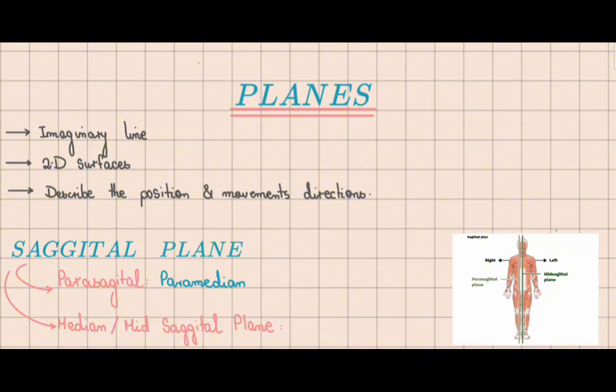The planes give you an idea about the axis, and then on that axis the movement is occurring. So on the basis of the axis we classify the joints into the monoaxial, biaxial or multi-axial joints. So these axes come from the planes. So in that sense you must have an idea about the planes in order to classify the joints as well. So let's just start our plane topic.